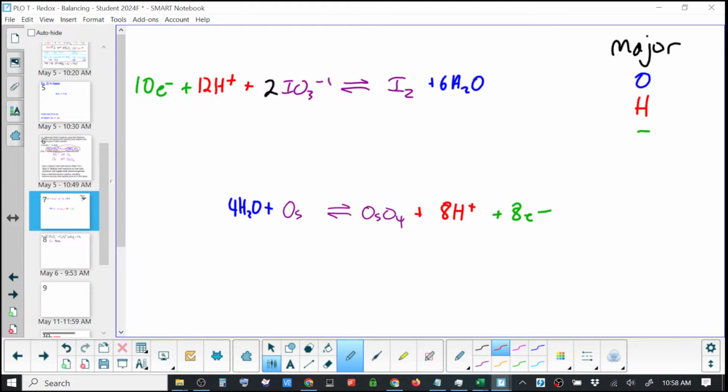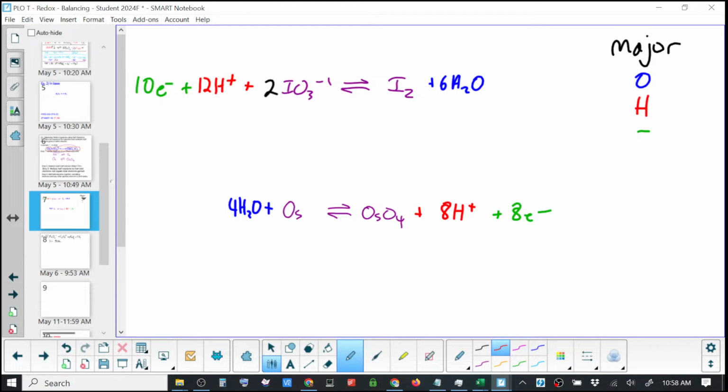Can you explain the first one, please? Sure. Major atoms, so I did 2. It's color coded like this. So I put 2 here because it's I2. That makes 6 oxygens, so 6 waters. 6 waters means 12 hydrogens. This side is 0. This side is plus 10 because of the 2 minuses and 12 positives, and that means 10 electrons. We need the number of electrons to be the same in order to cancel them.